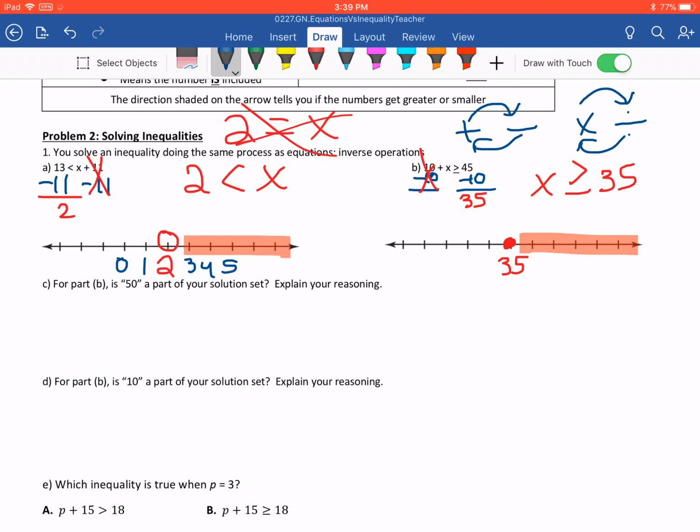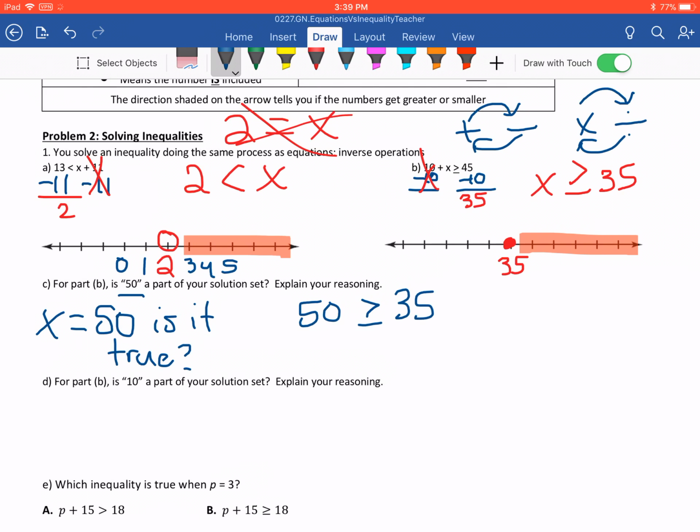All right, question C. For part B, is 50 a part of my solution set? So basically we're asking, if x equals 50, is it true? Well, let's see. If I put 50 in place for x, is 50 greater than or equal to 35? Yes, this one works, so it's true, because 50 is greater.